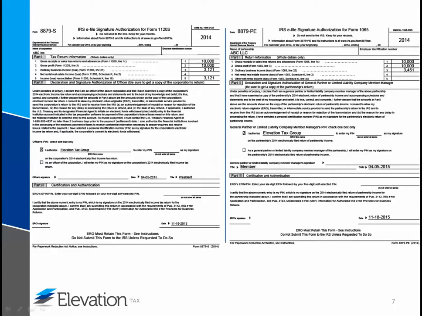So for Form 8879-S, you will need to sign your name on the officer signature line. For Form 8879-PE, the member signs on this line. An officer or a member will also be asked to sign the state form. And once signed, send the form or forms back to us so we can e-file your return for you.